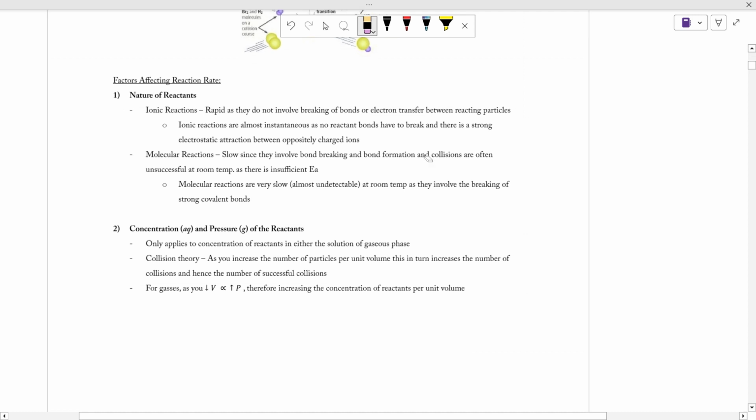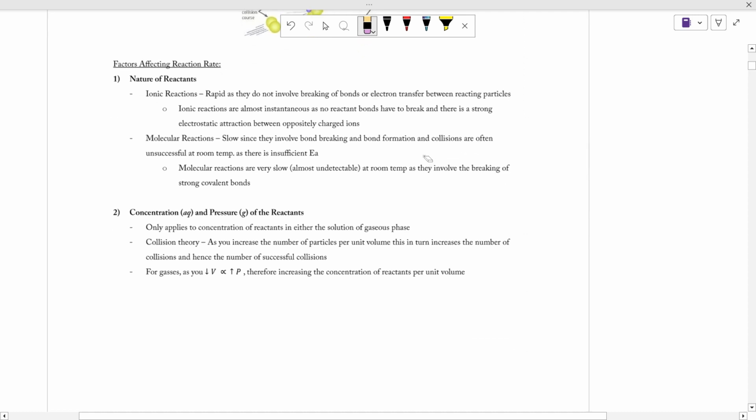So the second factor affecting reaction rate is the concentration or pressure of the reactants. You can think of concentration and pressure as the same factor. However, concentration applies to reactants that are in the aqueous solution phase, and pressure for reactants that are in the gaseous phase, so your gas systems and whatnot.